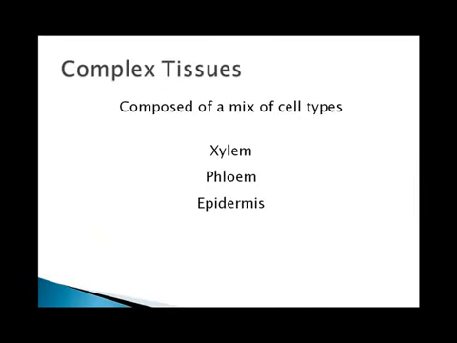Complex tissues are composed of a mix of cell types. Vascular tissues function in the distribution of substances throughout the plant, and dermal tissue systems, called the epidermis, cover all the primary plant parts.